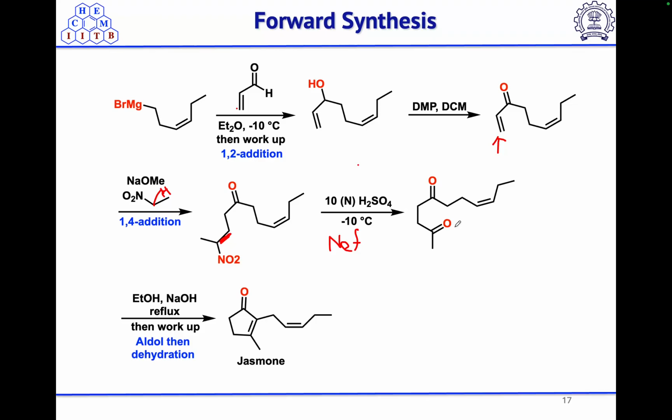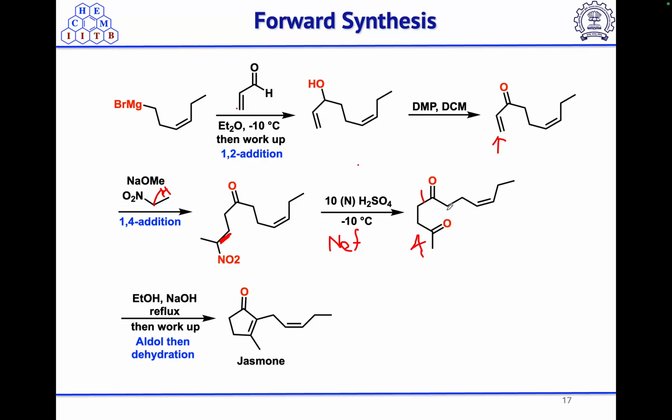Now the next part is that you have to do the aldol reaction in order to get this alpha beta unsaturated ketone. So this is the 1,4 diketone, with carbons 1, 2, 3, 4. If you treat this 1,4 diketone with sodium hydroxide in ethanol solvent, and increase the temperature and do reflux, you will get the aldol product first.